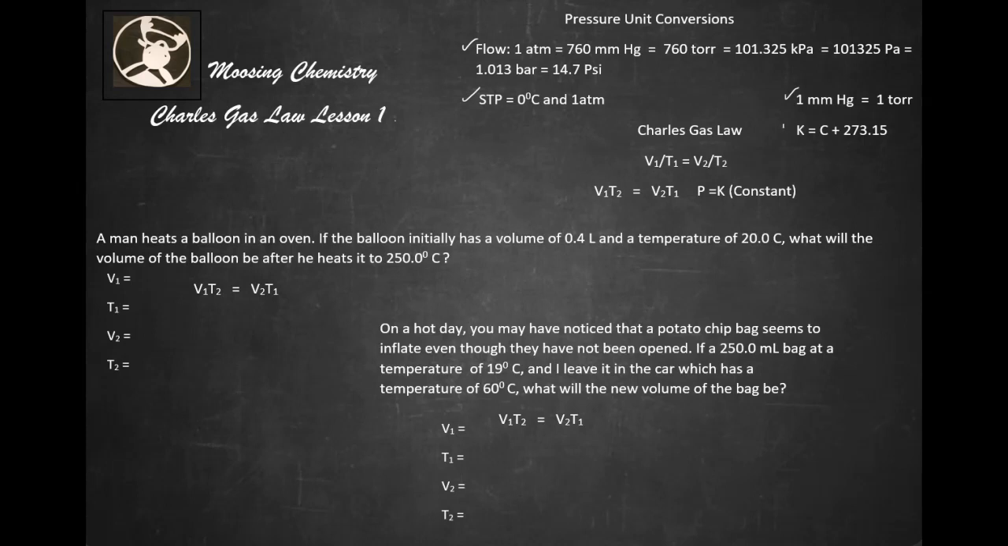And remember that Kelvin is K equals C plus 273. Charles' law is normally V1 over T1 equals V2 over T2, but it's better to do it as V1 T2 equals V2 T1, and pressure is, of course, the constant.